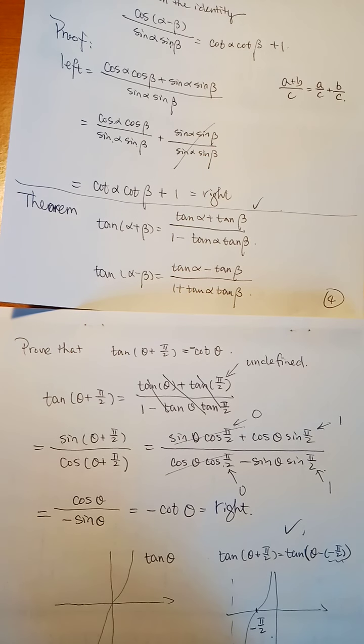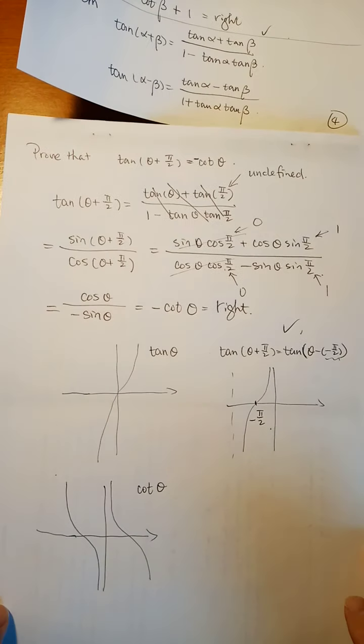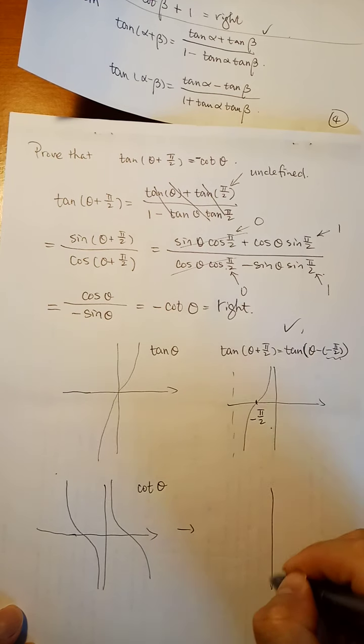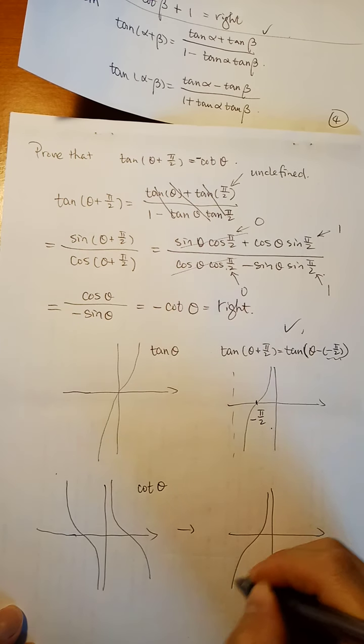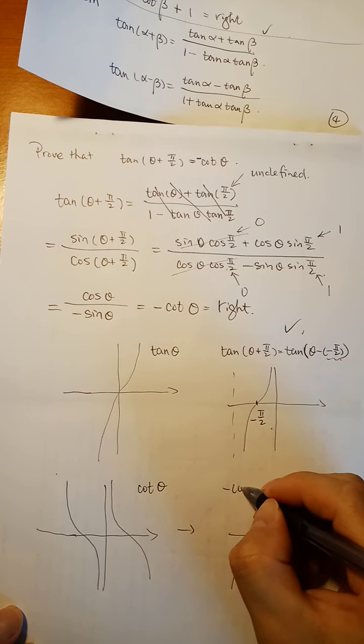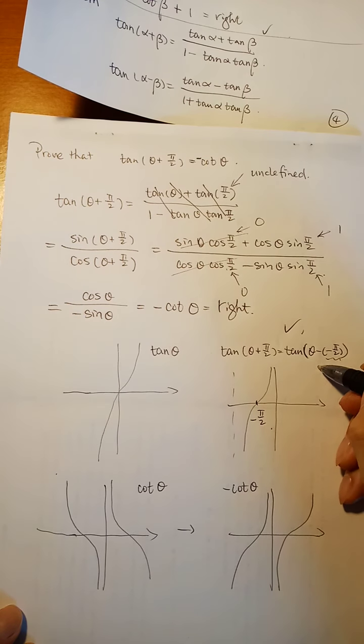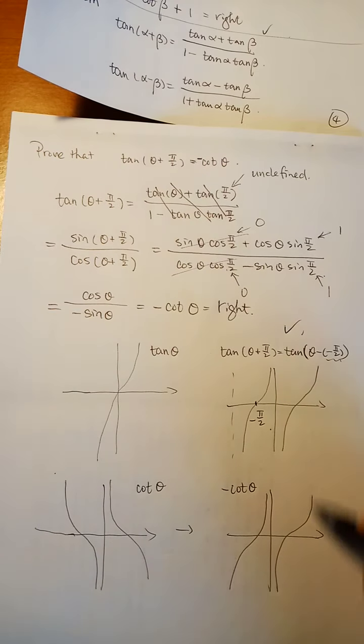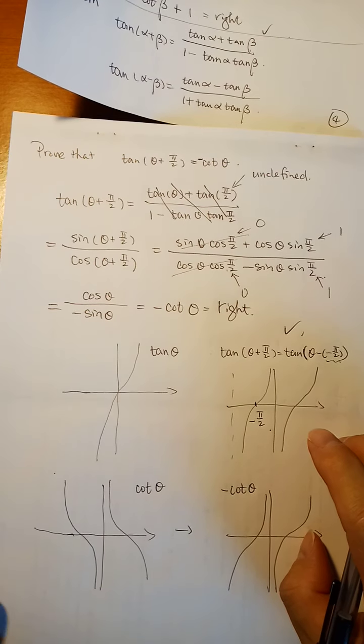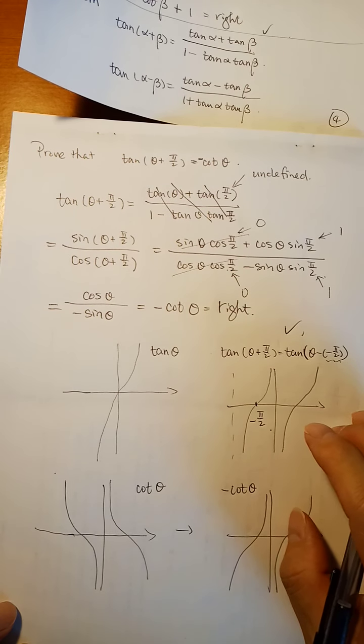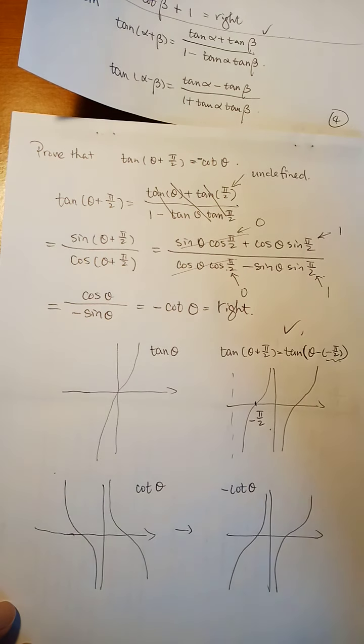Then what is cotangent? The graph of cotangent is like this. Remember, it's periodic. If you put a negative sign, you flip the graph. You see, that's exactly the same graph since it's periodic. But this is a graph demonstration, not the proof. This is the correct proof.